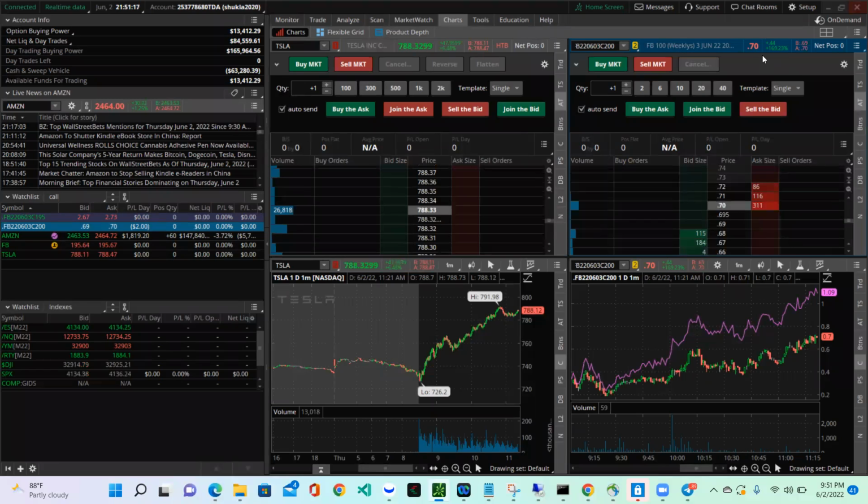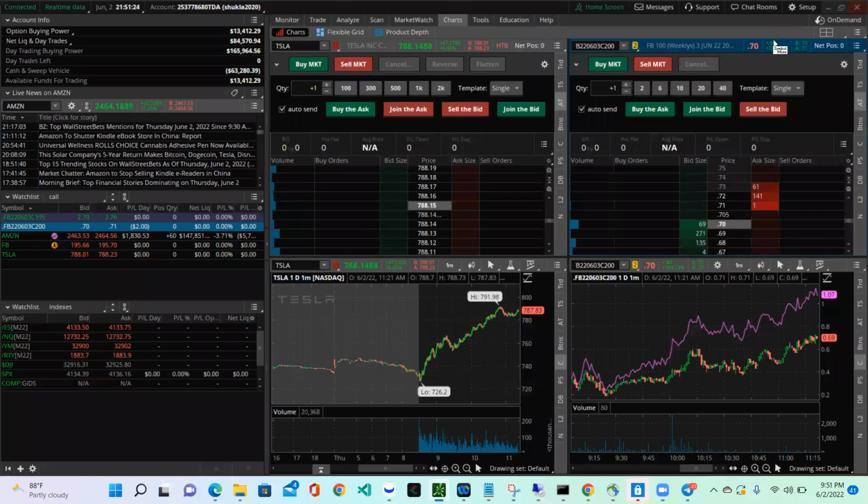So if the premium goes up, we are in profit. What we're looking for is for the premium to go up. Since we bought this trade, and I've already sold this trade, right? 65 cents went to 70, so as it went to 70, we could have sold and made a $5 profit on that.